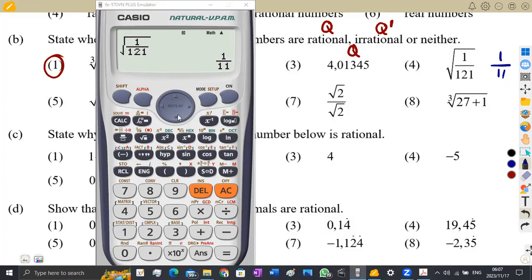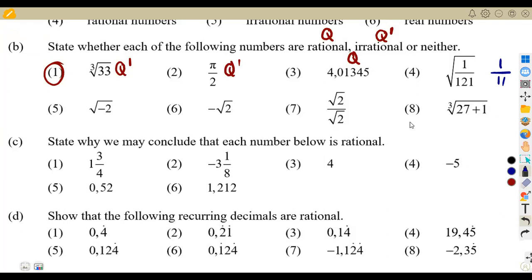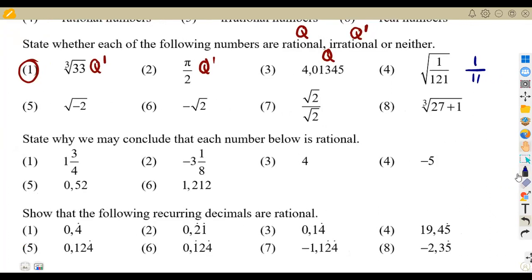So 1 over 11, is it a rational number or not? Remember, a rational number, we said it must be expressed in the form of A over B, where we are talking about a ratio. So we are saying it's a rational number because it can be given as a ratio of two integers, where A and B are integers. So this one is a rational number. That's where the square root of 1 over 121 is a rational number.